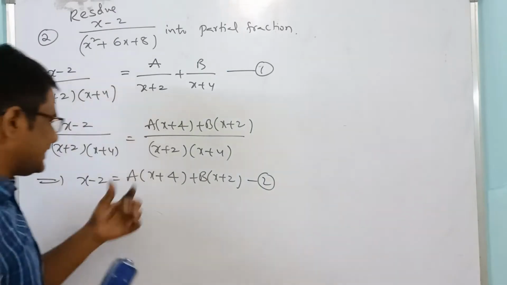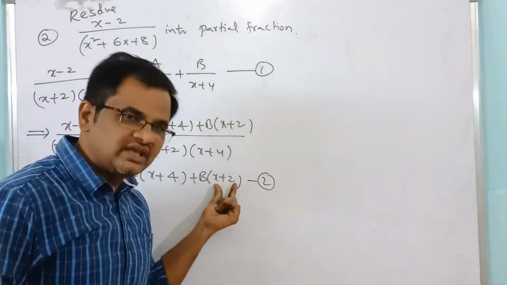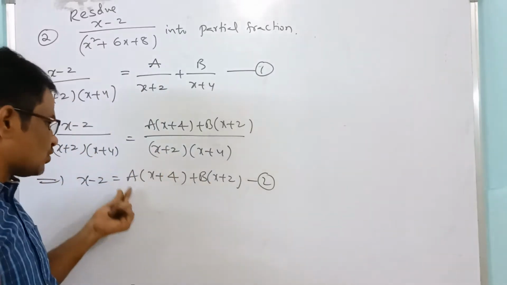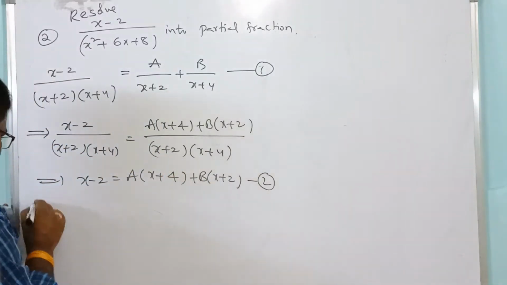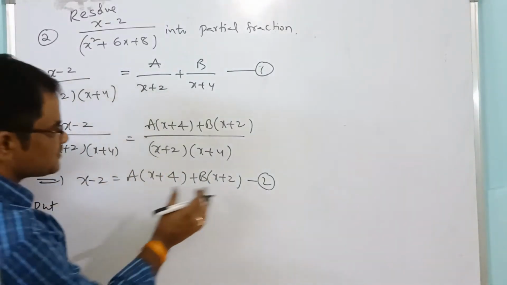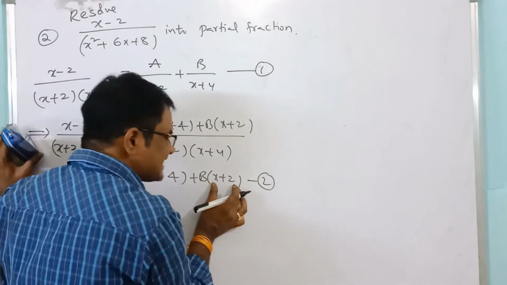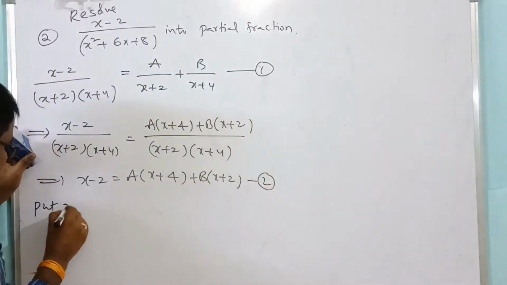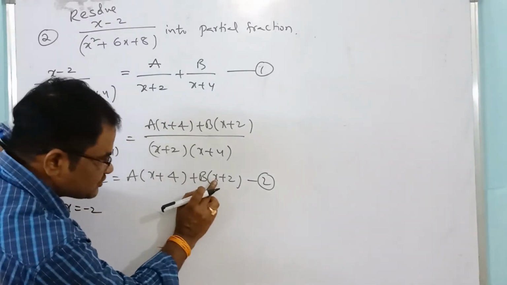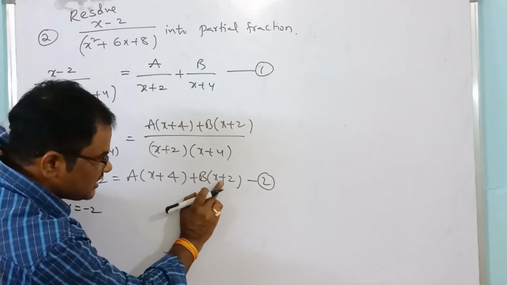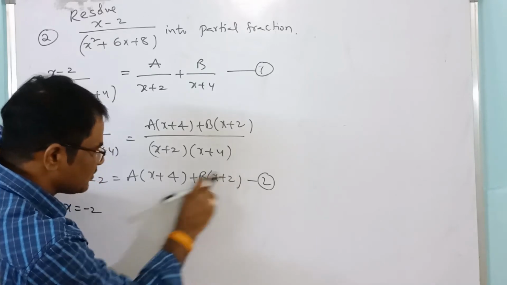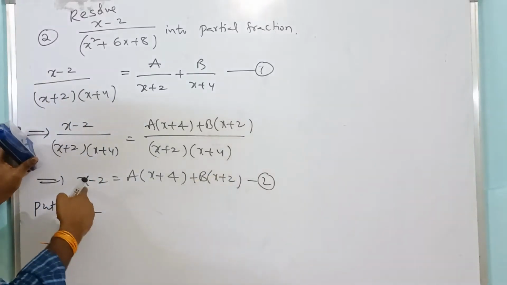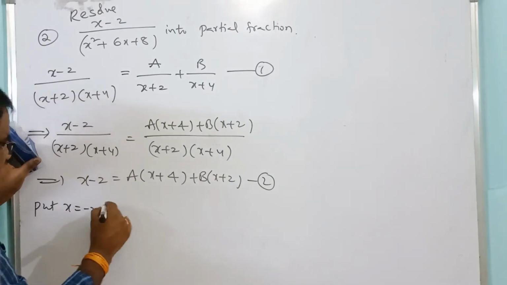Now for getting a, we have to remove b, means this total term. For getting b, we have to remove this total term. So what we have to substitute to get this as 0? How to get this as 0? By substituting x equal to minus 2. If you substitute x equal to minus 2, plus 2 becomes 0. Now here a value we will get. Therefore substitute x equal to minus 2 in equation number 2.